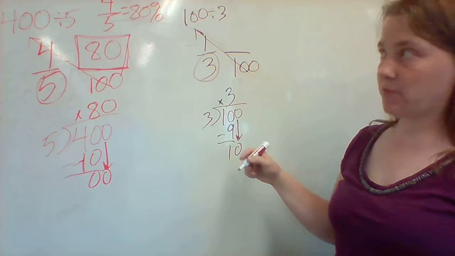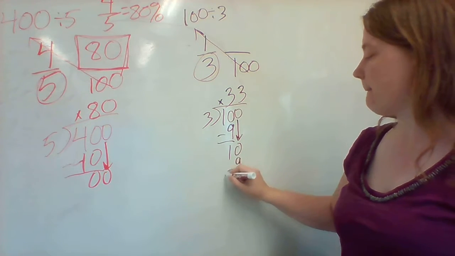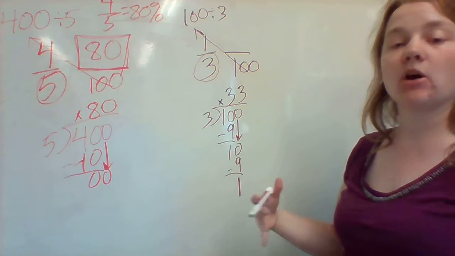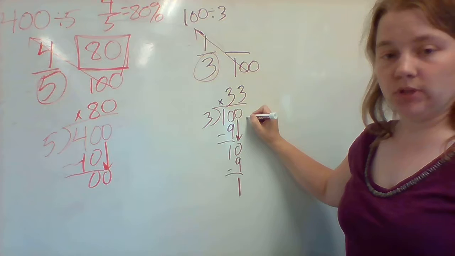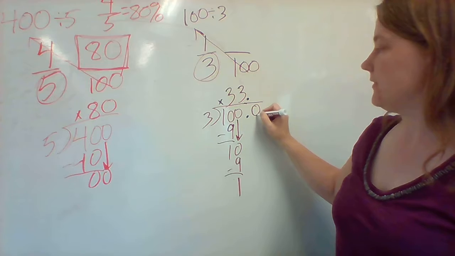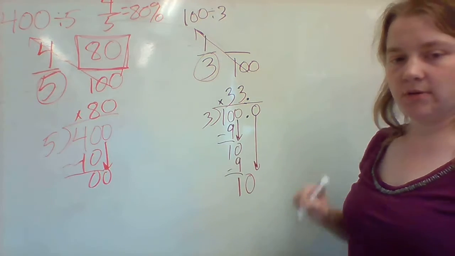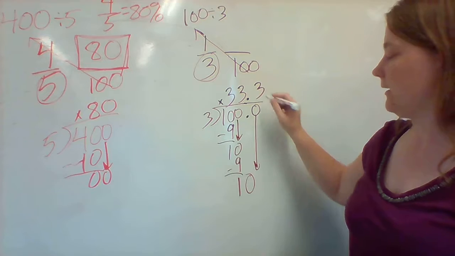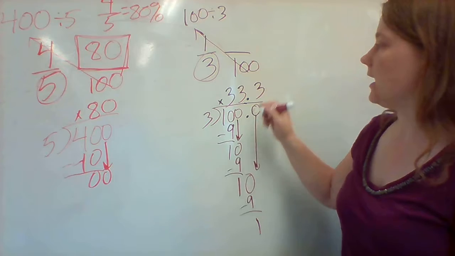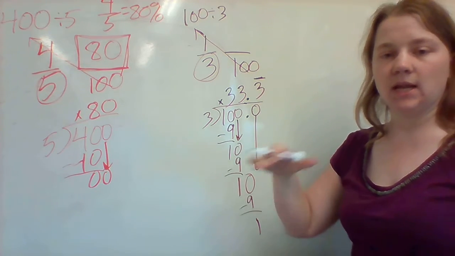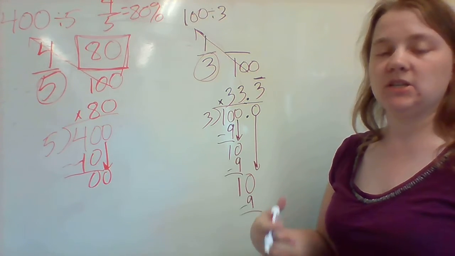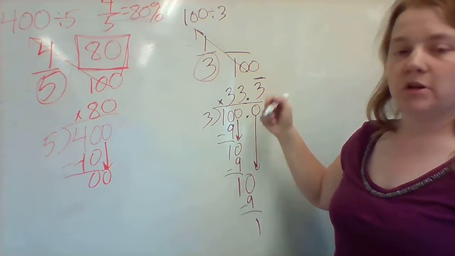3 goes into 10 3 times. 3 times 3 is 9. Makes 1. I need another 0 in here. I'm just going to keep going and going. I need to put a decimal here, and I need to carry it on up, just like we've been doing. Bring down an invisible 0. Can 3 go into 10? Yes, it can. 3 times. And I know that I'm just going to keep going. So rather than do that, I'm going to put the line over the number that tells us that the decimal just continues on and on. This is going to be my answer.